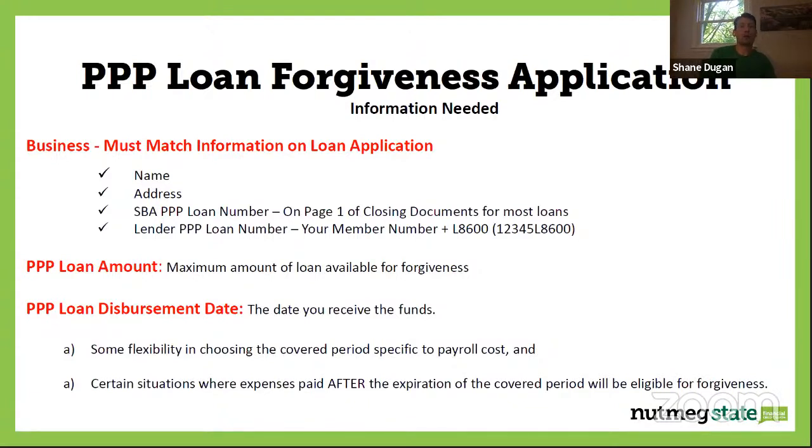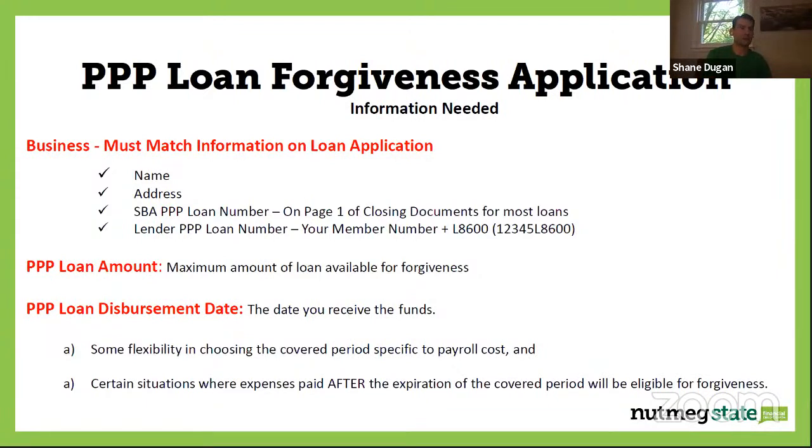The PPP loan number is on page 1 of your closing document. I'm going to get to the next slide and show you exactly where that is. That is different than the lender PPP loan number. So if you have any other loans with Nutmeg, you're going to know that you have a base member number, which is usually a 5 or 6 digit number. And then you'll see an L and then another 4-digit number after that. That's essentially what your PPP loan number is. And I'm going to show you where to get that in the end.